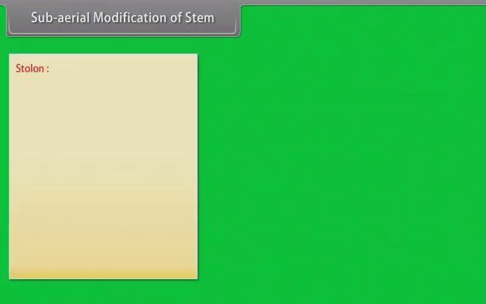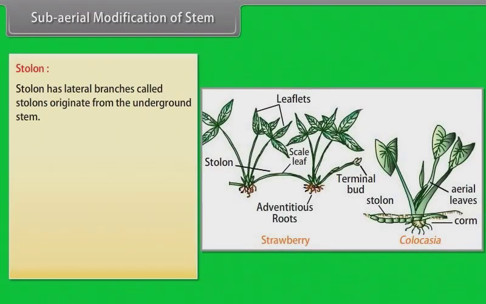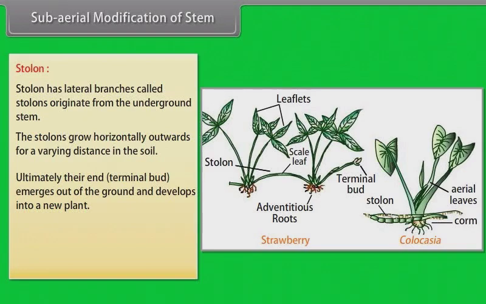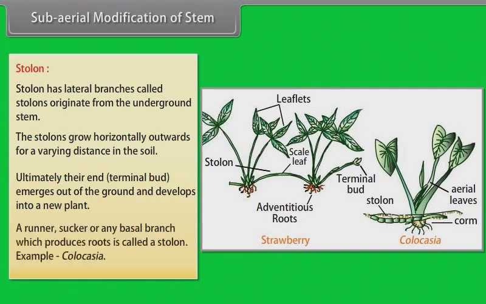Stolon. A stolon has lateral branches called stolons that originate from the underground stem. The stolons grow horizontally outwards for a varying distance in the soil. Ultimately, their terminal bud emerges out of the ground and develops into a new plant. A runner, sucker, or any basal branch which produces roots is called a stolon. Example: Colocasia.